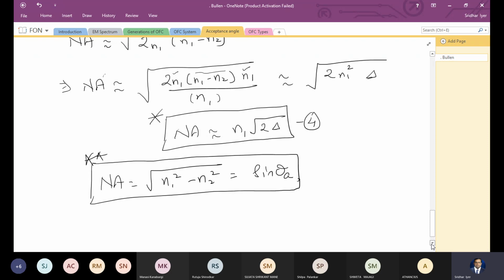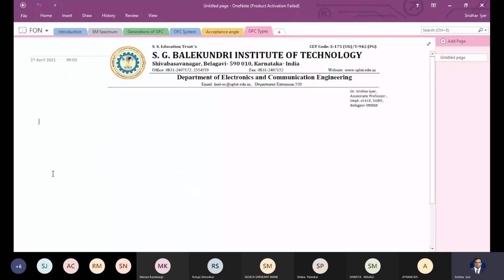So now let's look at the types of the OFC. Since nobody is asking a question, I'm assuming it is clear to you. Please go through this again to see if you are able to understand. You can contact me for anything. So now let's look at what are the types of the fibers.